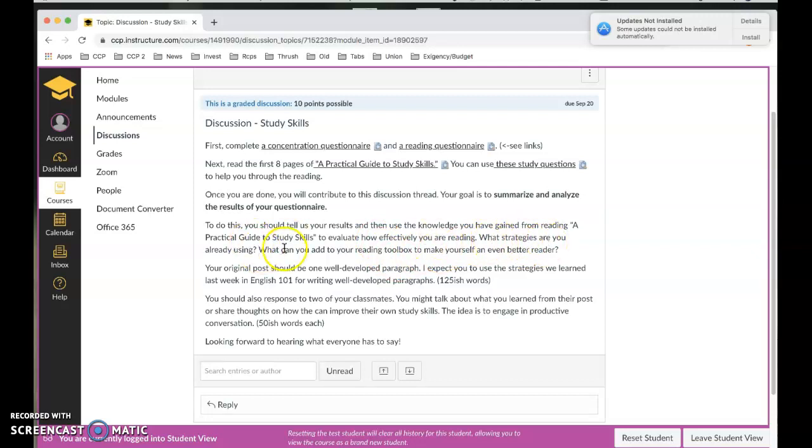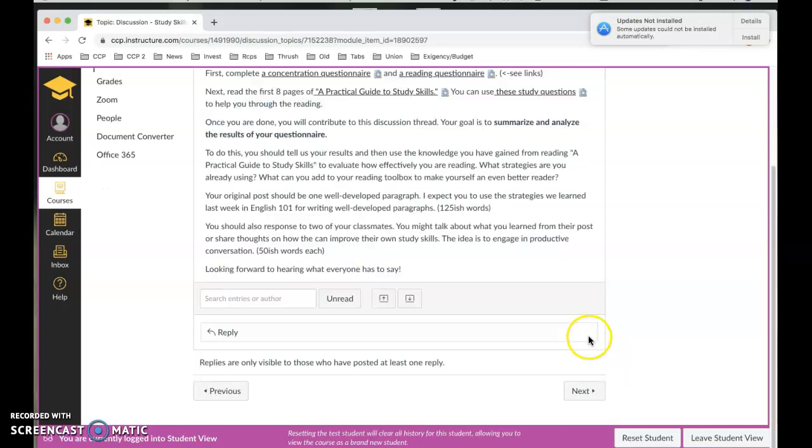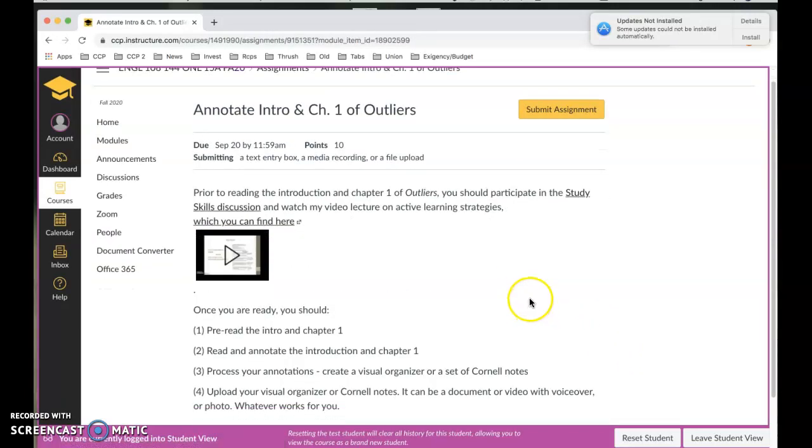What strategies are you already using? What do you need to do better? Okay. And that's what I want you to do, 1 paragraph. So think about these ideas about what a good body paragraph looks like. And that's how I'd like you to try to respond in this assignment, and then respond to 2 of your classmates. Okay. The next assignment is to annotate the introduction and chapter 1 of Outliers.